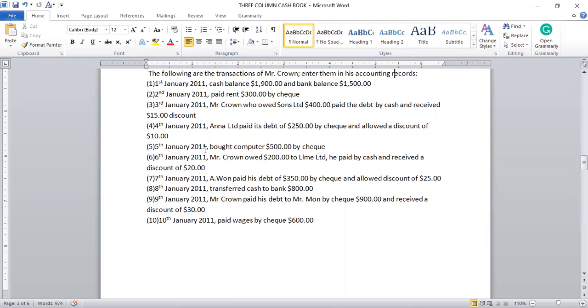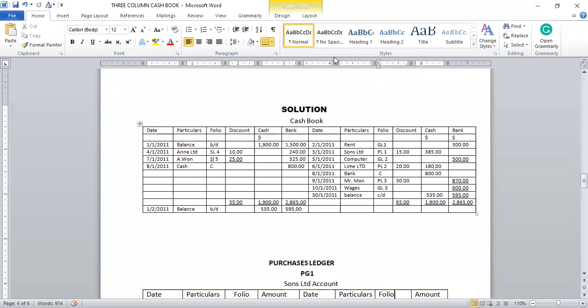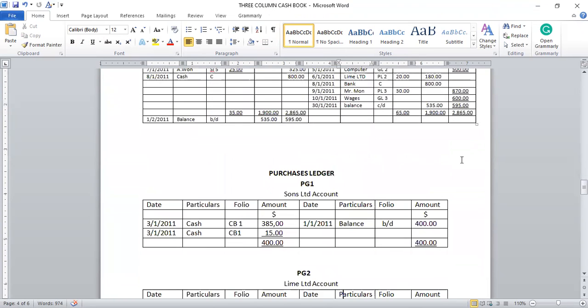Transaction 5, 5th January 2011, bought computer $500 by check. So definitely the cash book will be credited and the computer account will be debited. So the 5th of January 2011, particular computer, because the corresponding entry can be found in the computer account. And I assume it's general ledger page 2 and paid by check. So definitely the bank account will be credited with $500. Then when we go to the general ledger, that's where we are going to debit the computer account.